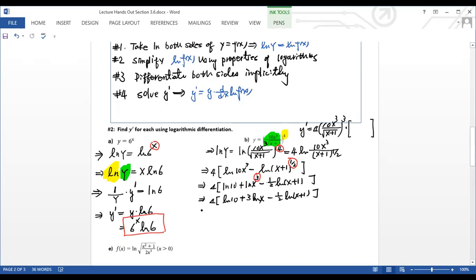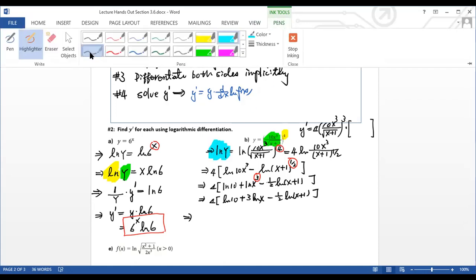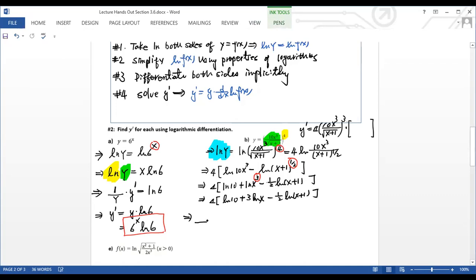Okay, now I take the derivative of both sides. Now I need to take the derivative of the natural log of y here, right? So what is my derivative? It will just be 1 over y times y prime, right?